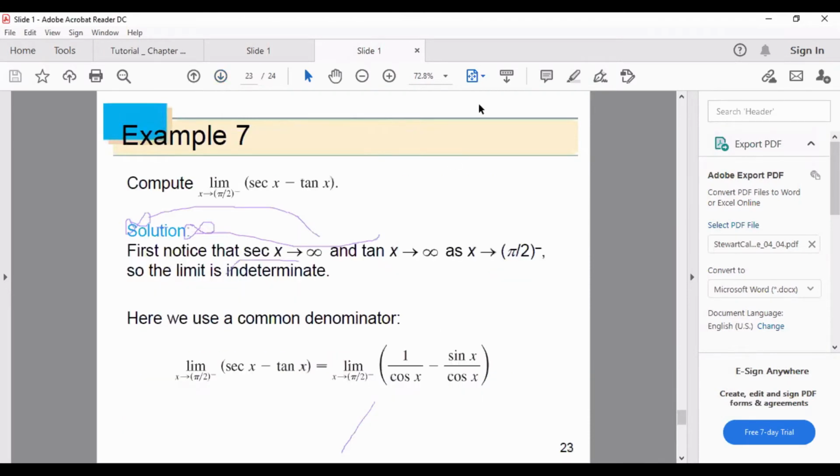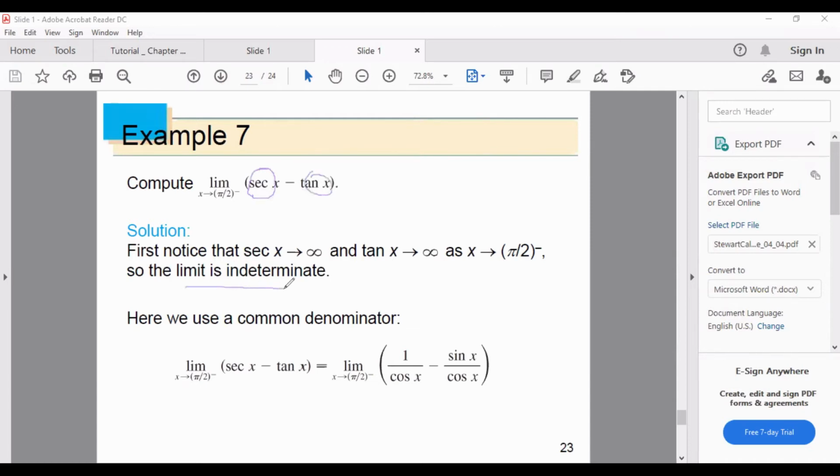Let's see an example. Here we have a problem that we can solve thanks to L'Hospital's rule. Here sec goes to infinity, and tan goes to infinity. We have a vertical asymptote for tan, and the same for sec. That means we have something like that for the graph of sec and tan. But anyway, this is not the important point. We have infinity minus infinity.